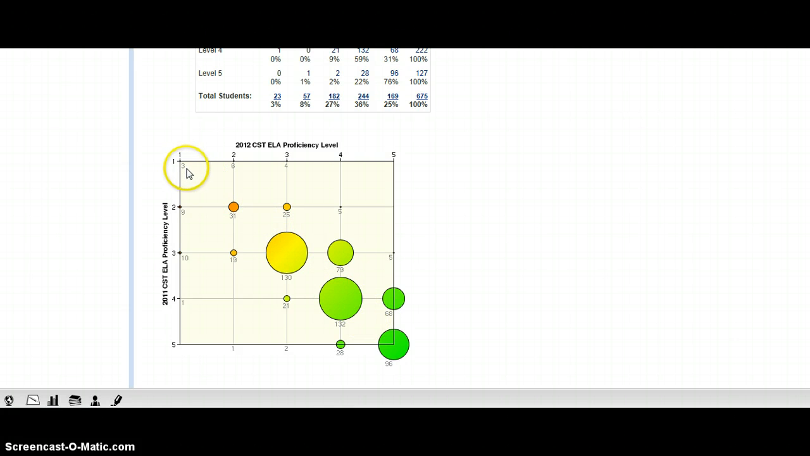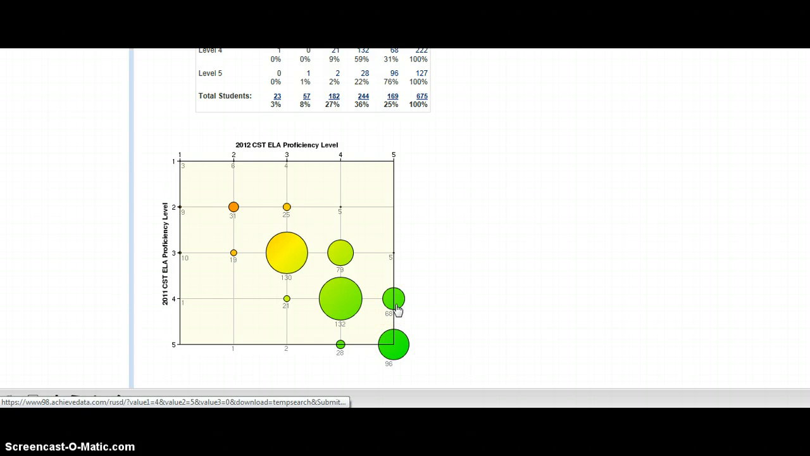So 3 students were at far below basic, and they were far below basic last year. 31 students were at below basic, and they were at below basic again last year. 130 were basic coming in and basic at the end of the year. 132 were proficient, and then the next year they were also proficient, and 96 were advanced and advanced. So everything on the diagonal shows no movement.